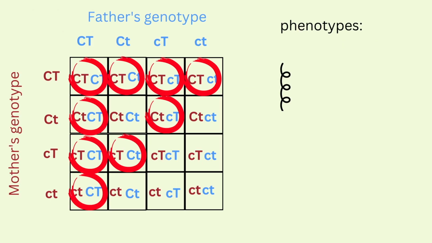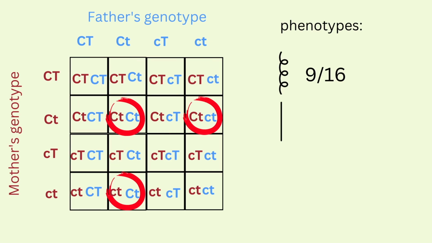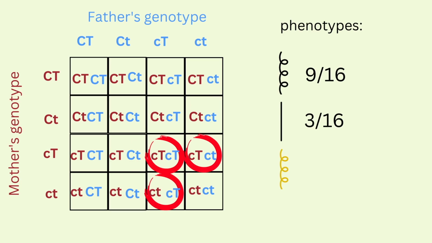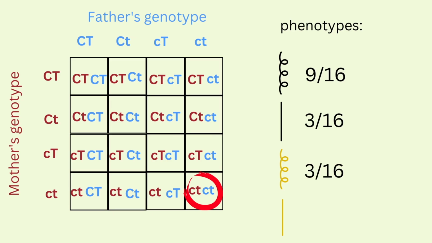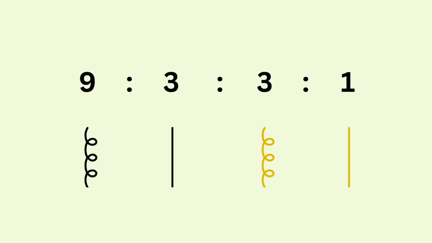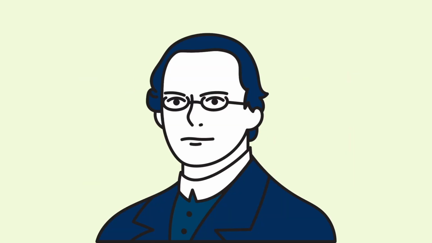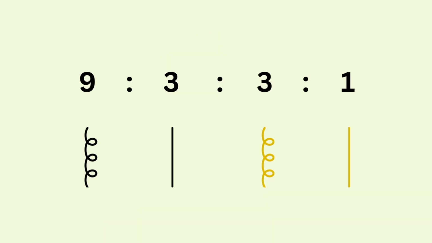In this example, the number of squares in which the phenotype is black and curly hair is 9 out of 16, the number of squares where the phenotype is black and straight hair is 3 out of 16, the number of squares where the phenotype is blonde and curly hair is 3 out of 16, and the number of squares where the phenotype is blonde and straight hair is 1 out of 16. This 9:3:3:1 ratio is Gregor Mendel's classic ratio for dihybrid crosses. Most dihybrid crosses will have this ratio.